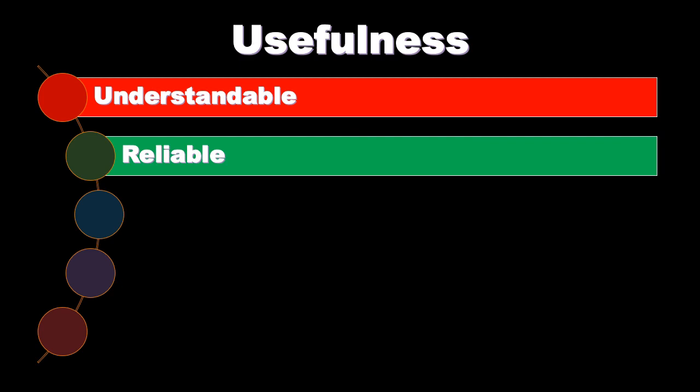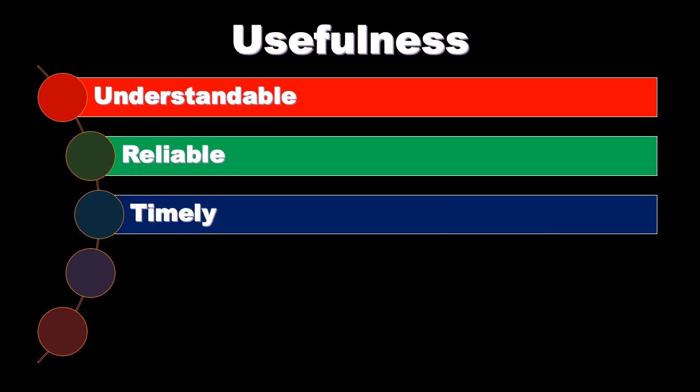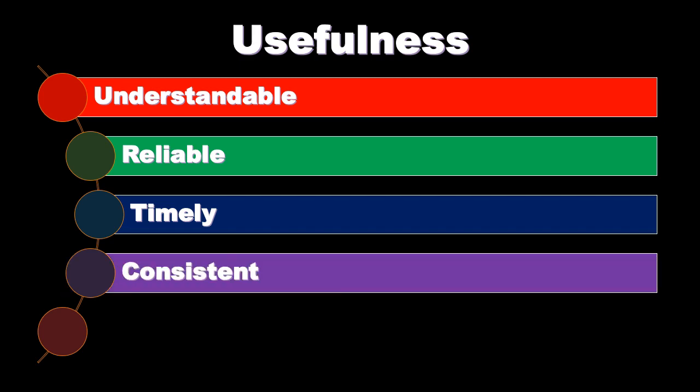Then we have reliable. We have to be able to depend on the numbers. We have to have faith and trust that the numbers have been put together correctly in accordance with some set of standards. We need to have timely information. We can't have financial statements that are too old because then they're not going to be useful anymore. So the financial data has to be compiled in a timely fashion and be presented so that it will be useful to the users of the financial statements.